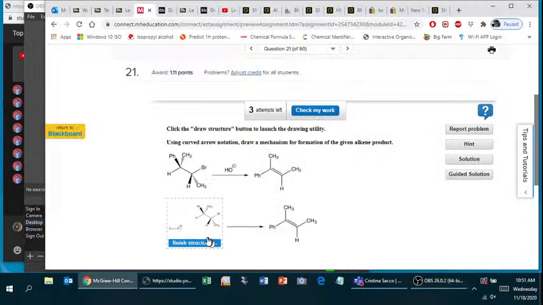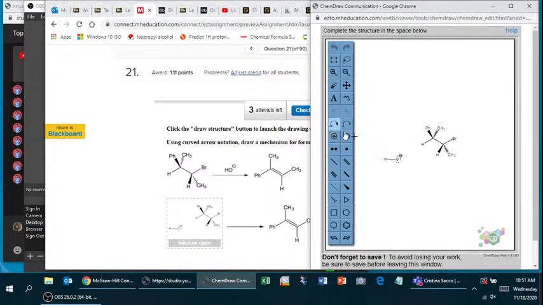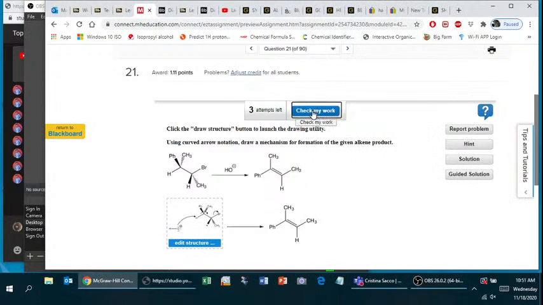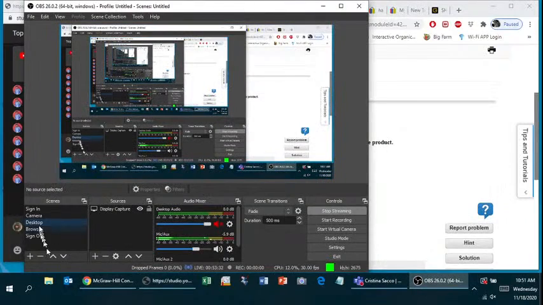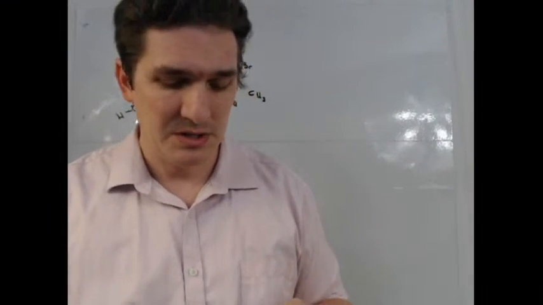So I'll put it back to the desktop for you. It tells you to finish the structure. So we're going to draw our bonds from the lone pair to the hydrogen, from the bond between the hydrogen and the carbon to the bond between the two carbons, and from the bond between the carbon and the bromine to the bromine. And that's it. So those are questions 17 through 21.